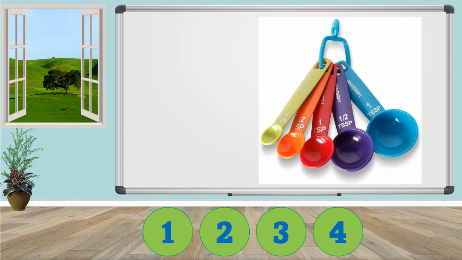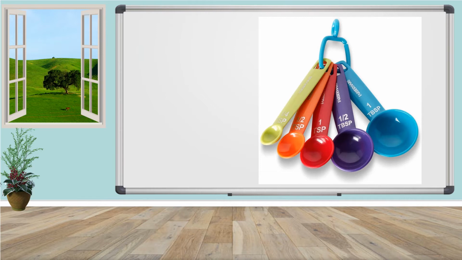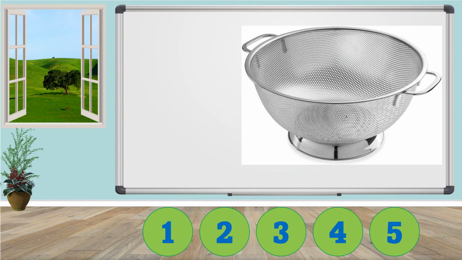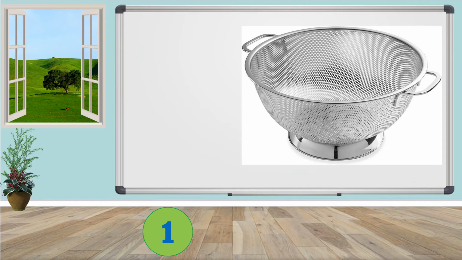It is the appropriate measuring tool used for a very small amount like salt. If your answer is measuring spoon, very good. This is also known as vegetable strainer and used for draining pasta. If your answer is colander, you are correct.